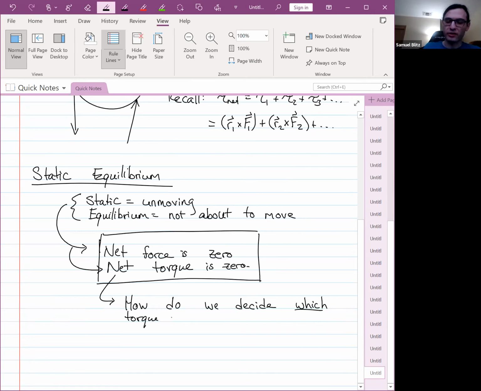And the answer may surprise you. Turns out that it doesn't matter. In fact, when we say the net torque is 0, all that's saying is just choose any convenient pivot point, calculate the torque, and set it equal to 0.